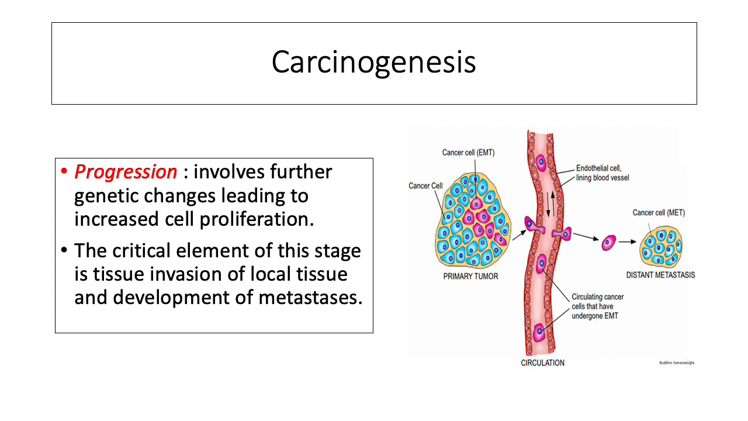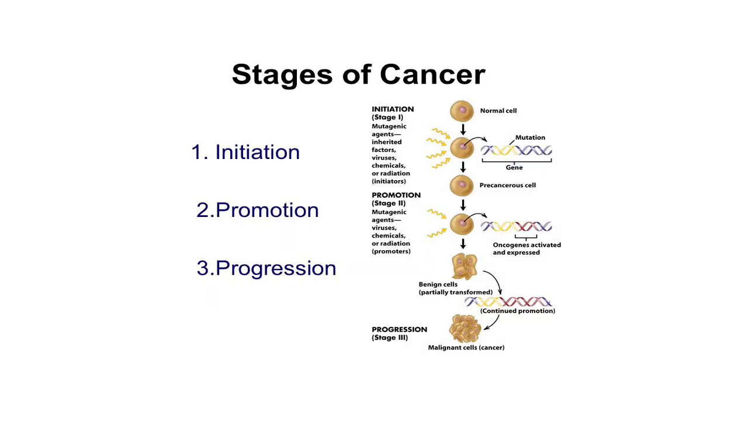So the critical element for this stage in terms of progression is tissue invasion of local tissue, as well as the development of metastasis. I hope that makes sense. So we've got initiation, we've got promotion, and we've got progression in terms of the stages of cancer.